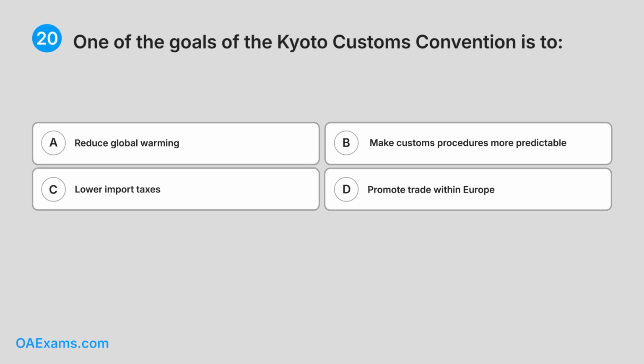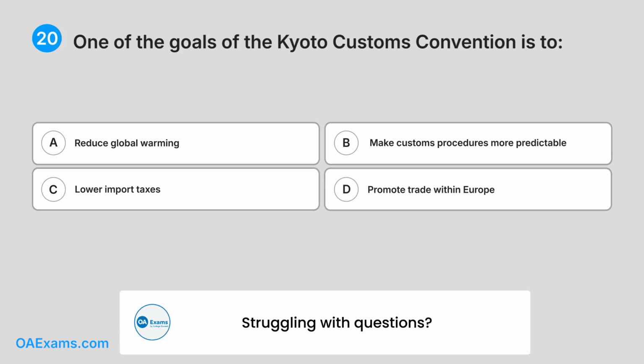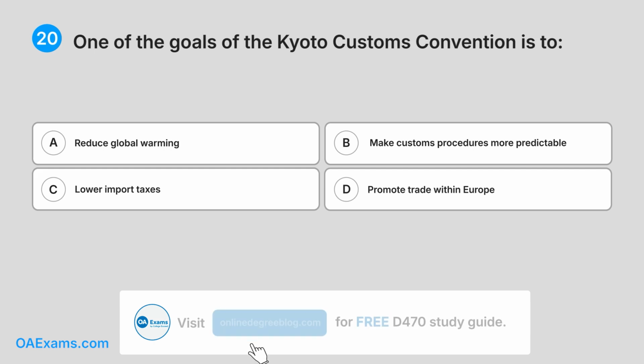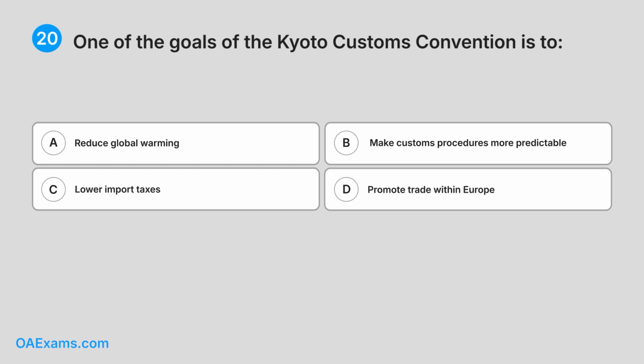20. One of the goals of the Kyoto Customs Convention is to: A. Reduce global warming. B. Make customs procedures more predictable. C. Lower import taxes. D. Promote trade within Europe. Can you guess the answer?